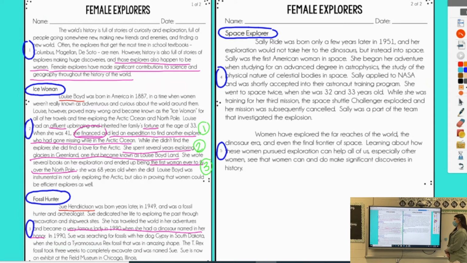In 1990, Sue was searching for fossils with her dog, Gypsy, in South Dakota, when she found a Tyrannosaurus rex fossil that was in amazing shape. The T-Rex fossil took three weeks to completely excavate and was named Sue. Sue is now an exhibit at the Field Museum in Chicago, Illinois. Let's also underline that Sue dedicated her life to exploring the past through excavation and shipwreck sites.